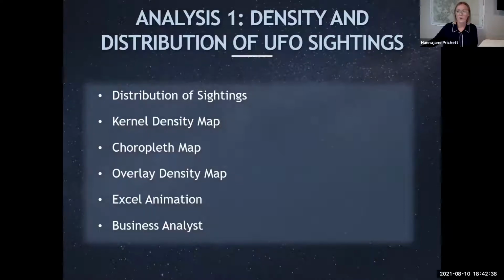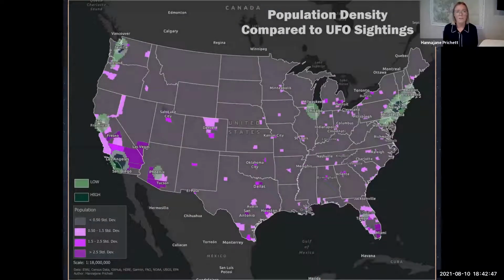Now we have our overlay map that we're going to talk about. This map is showing population density by county with the kernel density map of sightings overlaid on top.